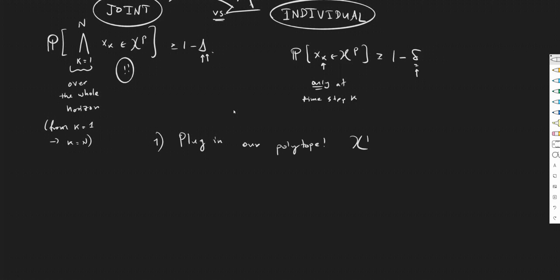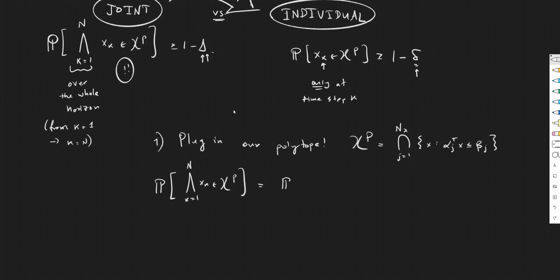And remember, our polytope was defined to be an intersection over half planes, right? And these were our half planes: alpha x is less than beta. Okay, so let's plug this in. And so the probability that the state remains inside the polytope over the whole horizon is the same thing as the probability from k equals 1 to n that alpha j transpose x k is less than or equal to beta j. It's literally the same thing.